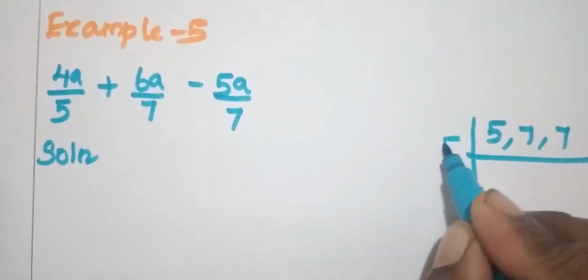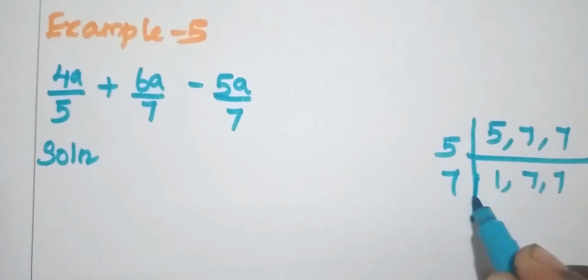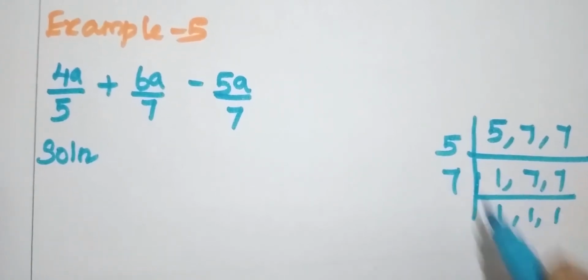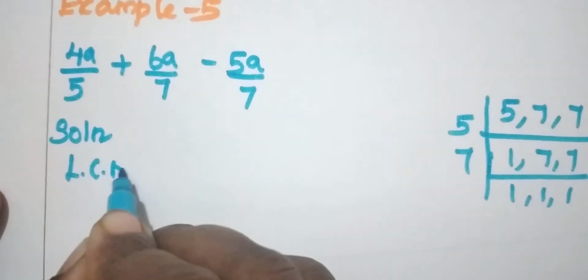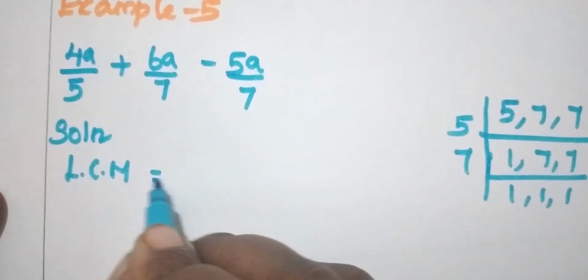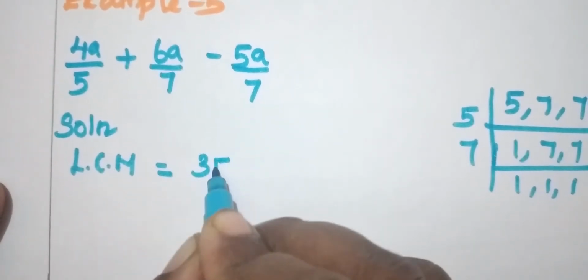Do it with 5 tables. 1, 7, 7. Or do it with 7 tables. 1, 1, 1. What's the LCM? Yes, 5 7s are 35. So LCM of 5, 7, 7 is 35.